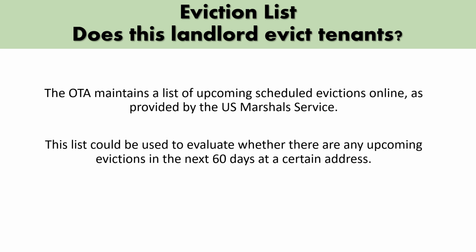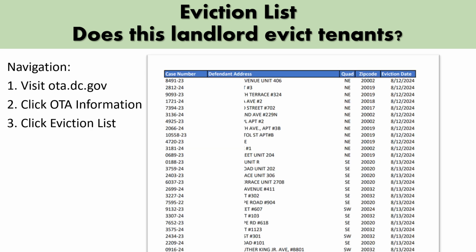Eviction list. Does this landlord evict tenants? The OTA maintains a list of upcoming scheduled evictions online, as provided by the U.S. Marshal Service. The list could be used to evaluate whether there are any upcoming evictions in the next 60 days at a certain address. To navigate, visit ota.dc.gov, click OTA Information, and click Eviction Lists.